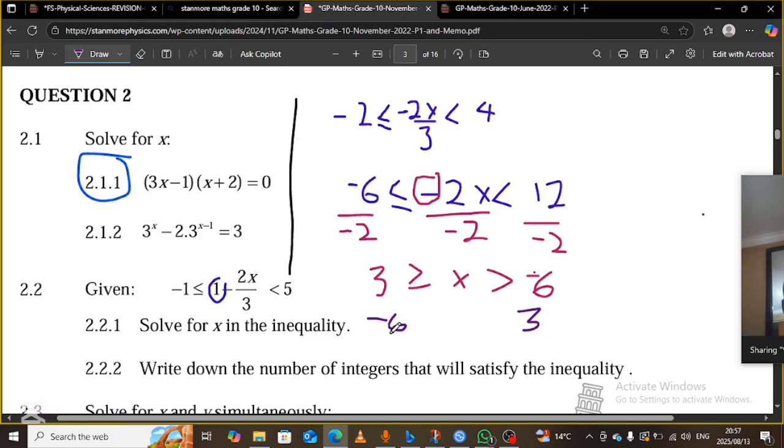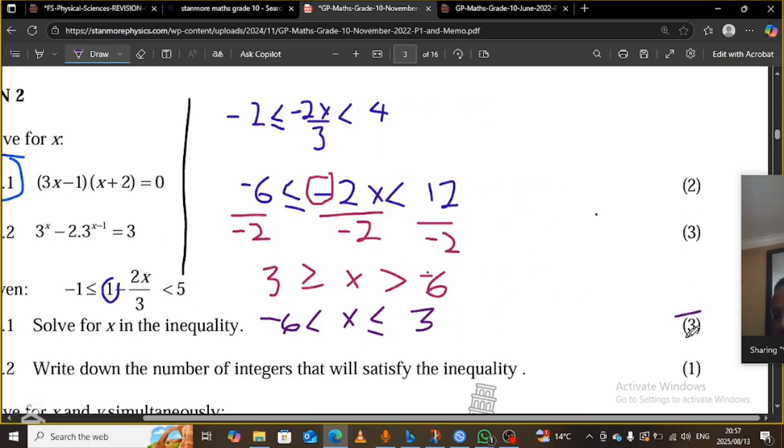When we are swapping them, the signs change again. This one will become less than x, and this one will become less than or equal to 3. Remember, we swapped everything, so the signs also change when you are shifting things. So this is your final answer. Out of 3 marks, this is what you have to get: 1 mark for this, 1 mark for this, and 1 mark for here.